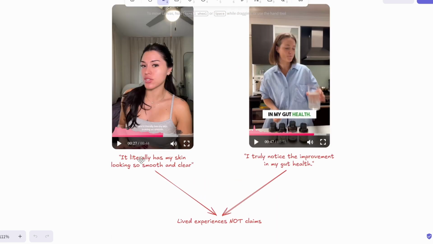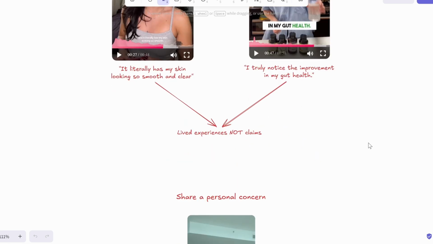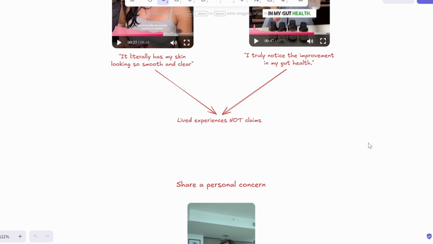For example, it literally has my skin looking so smooth and clear. Or, I truly noticed the improvement in my gut health. This sounds simple, but the mechanism is deliberate. First person repetition keeps the result feeling like a lived experience rather than a marketing claim. And in today's market, the sophisticated viewer immediately identifies and dismisses old marketing claims. Every time the creator says, I noticed, I felt, I saw, the promise gets emphasized. And by the end of the video, the viewer has heard this result so many times through someone else's experience that it starts to feel inevitable.